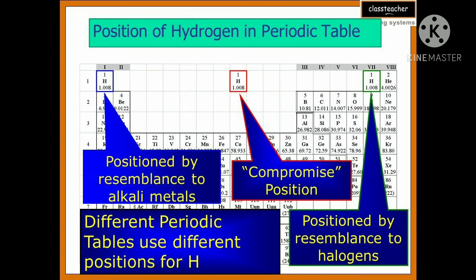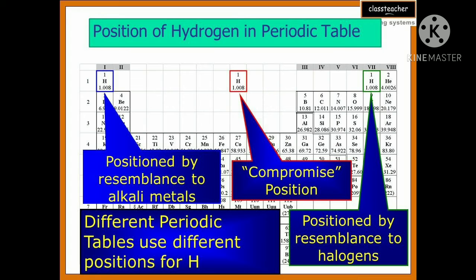Now coming to the position of hydrogen in the periodic table. The atomic number of hydrogen is 1. The number of valence electrons is 1. It is the first element of the periodic table, placed in group 1A, period 1.